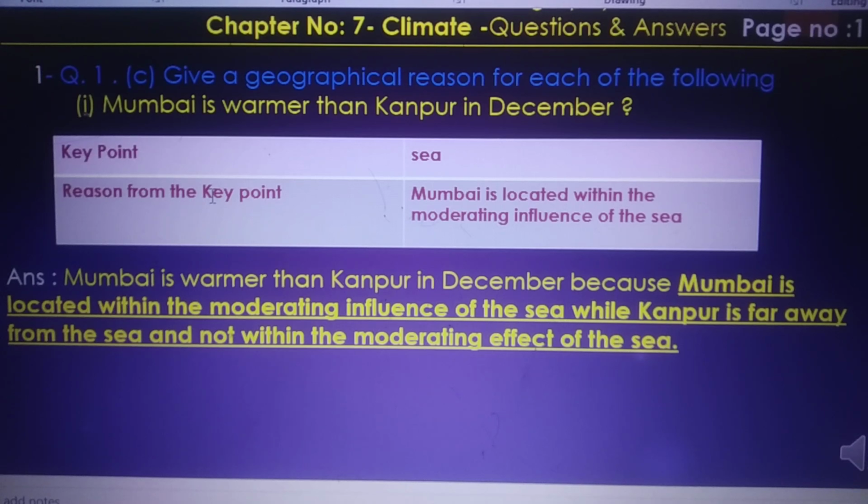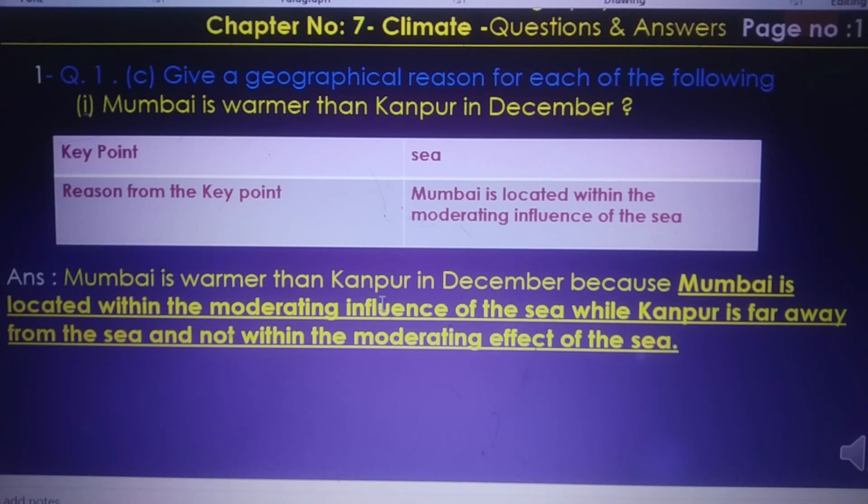First, Mumbai is warmer than Kanpur in December. Actually, I mentioned the key points and the reason for the key points. The key point here is the sea, and the reason for the key point is Mumbai is located within the moderating influence of the sea. So, what is the answer? First, based on that key point, we make the answer.